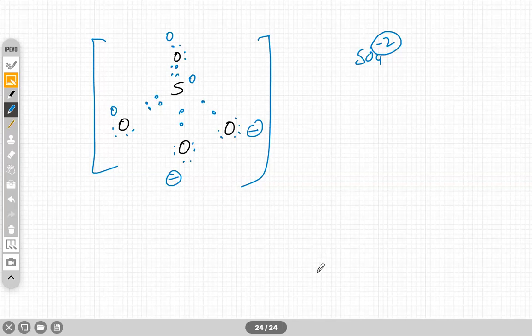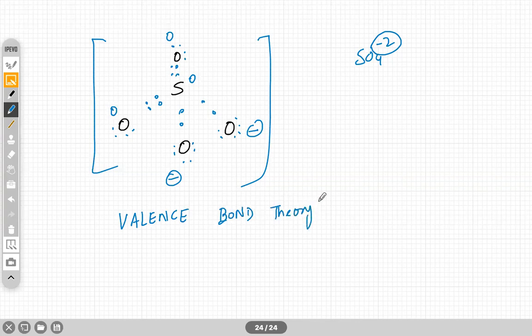Clear? Fine. So heading all of you write down valence bond theory. Will start in the next class. Let me know this. Valence bond theory we have to start with. In this only we'll see the bonding, the hybridization theory we'll discuss here only. Okay?